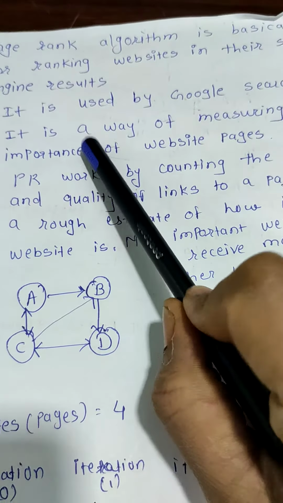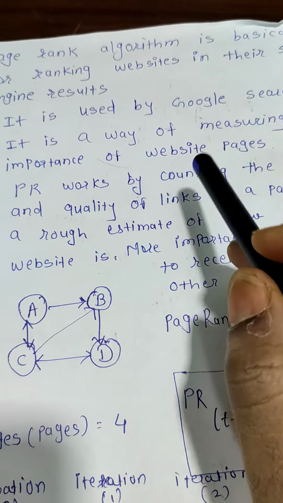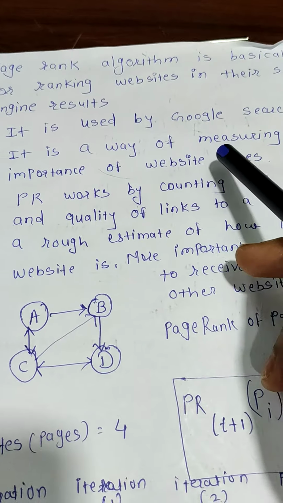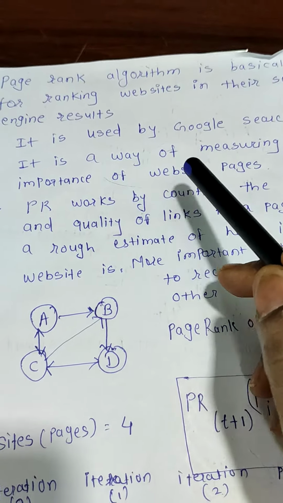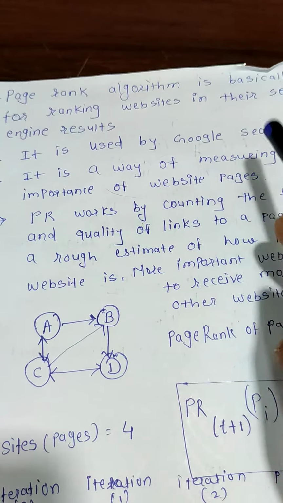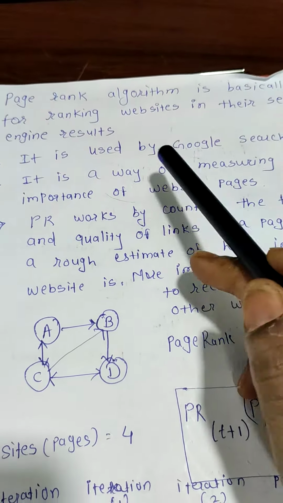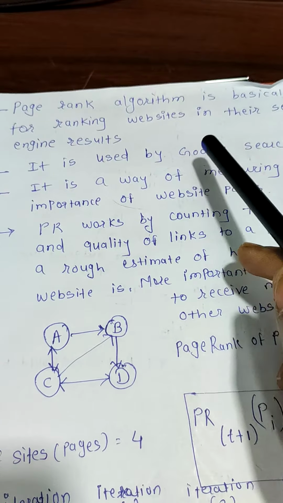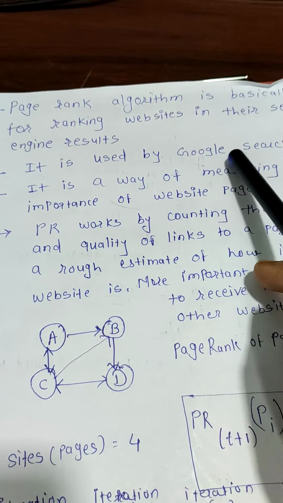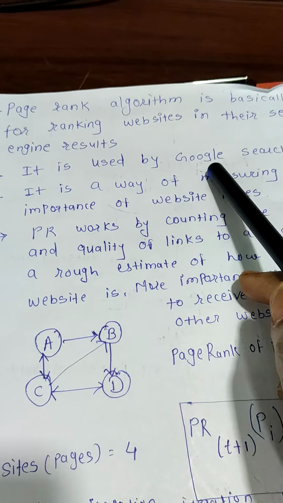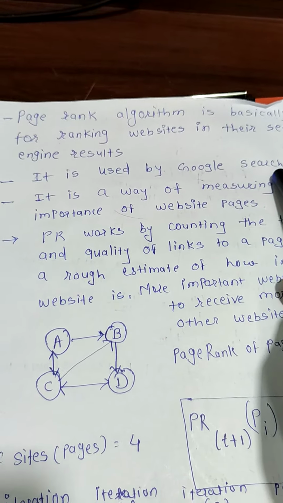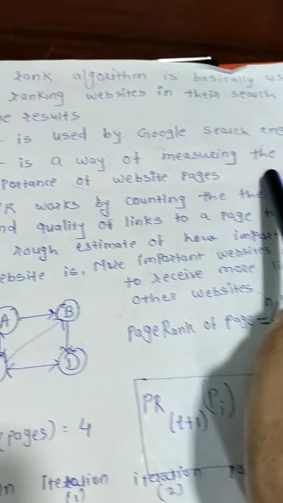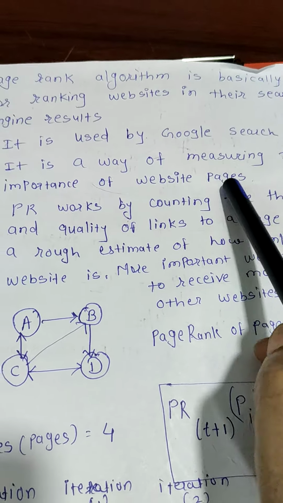Whenever we put any keyword in Google, it displays some websites. Which websites it should display first on the first page, and which websites it should display on the second, third and so on pages, depending on the keyword, depends on PageRank. The sites which have more PageRank will be displayed first whenever we type anything in the Google search engine. So page ranking is a way of measuring the importance of website pages.